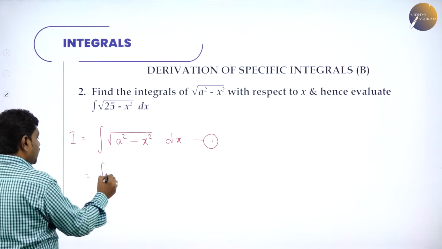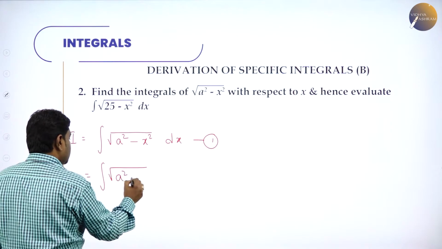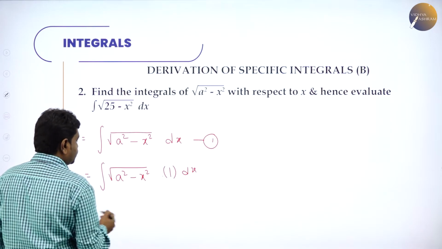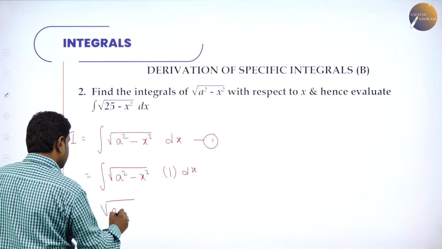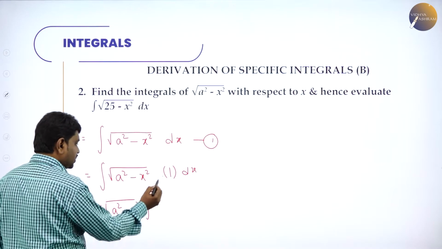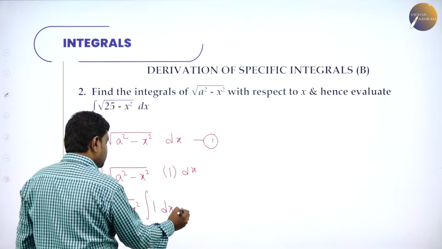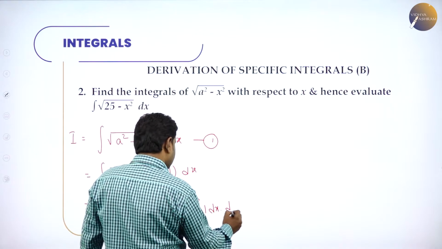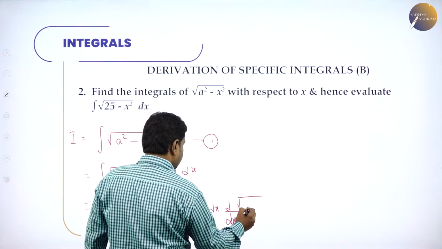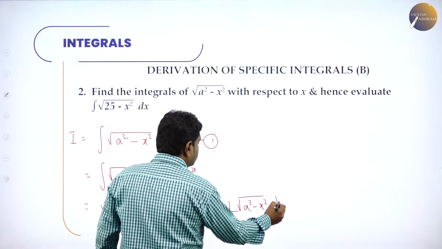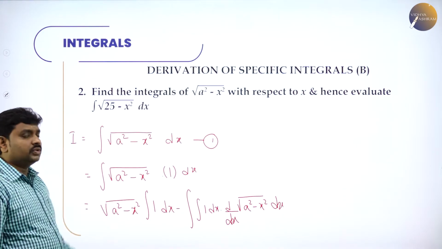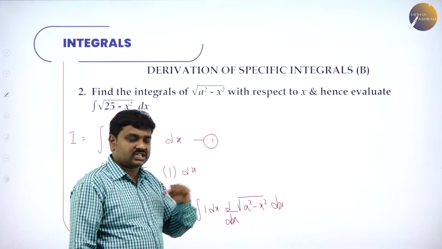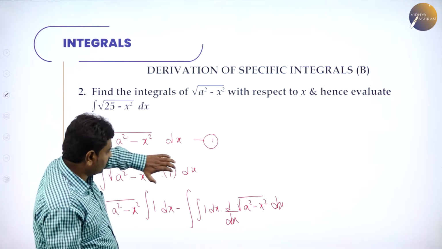Now again use parts. Integral of root of a square minus x square into 1 dx. Now the first function is root of a square minus x square. Use parts: first into integration of second function 1 dx, minus integration of the second into the derivative of the first. All of you know when you have a product of 2 you can use parts. Here first is root of a square minus x square and second function is 1.